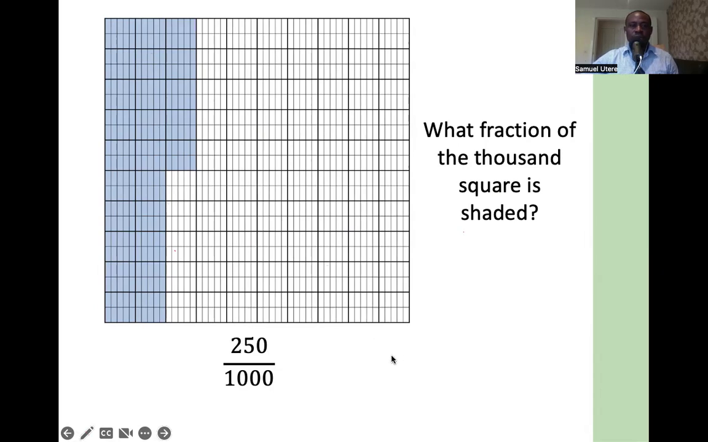Now, have you noticed if we rearrange it, it becomes like this? Also, notice the decimal equivalent, that it is 0.25. And it's the same thing as a quarter. Because why? You can see that it's a quarter of the 1,000 square, or the 100 squares if we don't have it split into 10 equal parts.